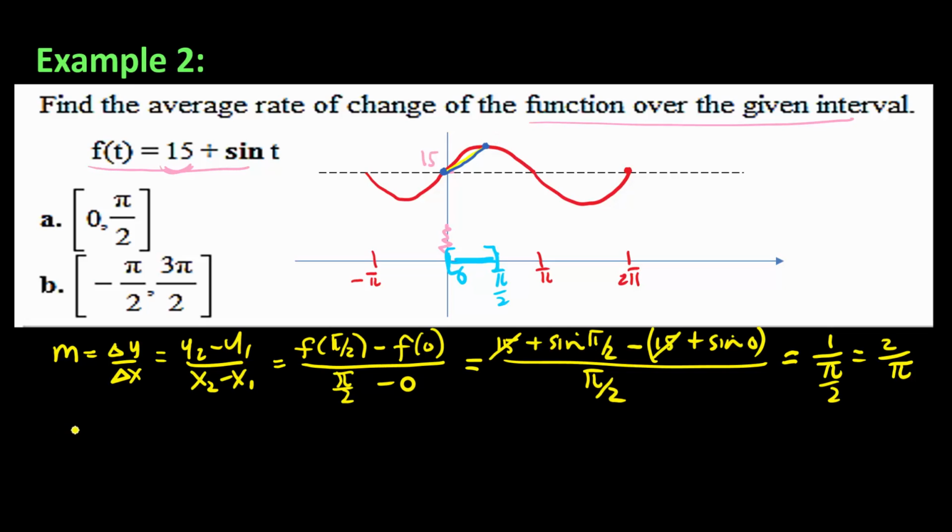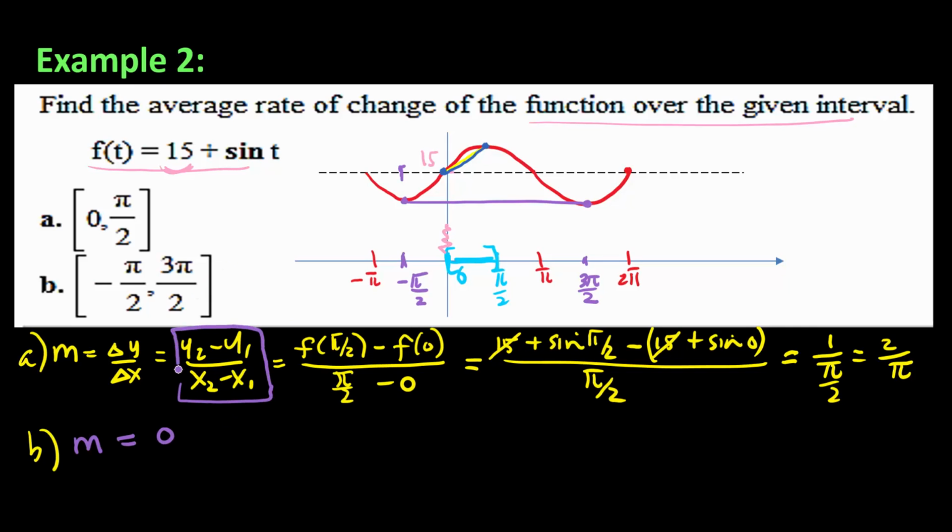Okay, that's for letter A. Now if we do it at B, it's just easier to figure it out from the graph. So we take this interval right here, from minus pi over 2 all the way to 3 pi over 2. But as you can see, this secant line is horizontal. So in letter B, m should be 0. And you can verify by doing all these, and you'll get 0 as your slope.